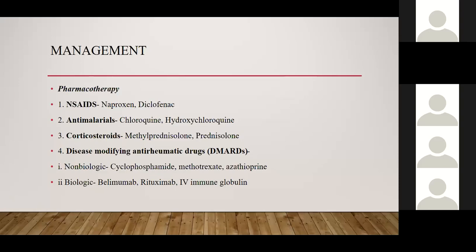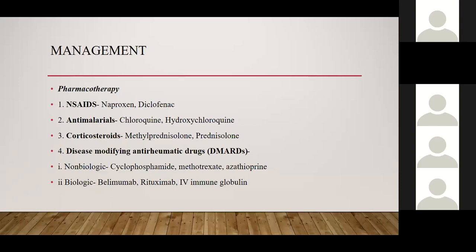The other class of medication is the anti-malarial. So we put them on chloroquine or hydroxychloroquine, okay? And then you also have to put them on steroids, because everything we've been talking about is inflammation, and steroids have anti-inflammatory properties.